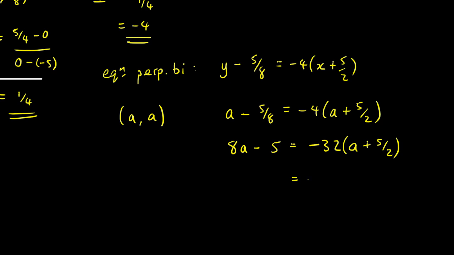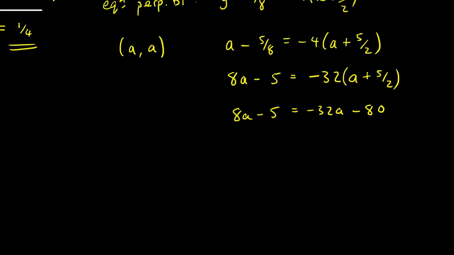So on the right-hand side, that's negative 32a. Okay, 32 divided by 2 is 16. And then 16 times 5 is going to be 80. So that's negative 80 there. So equal to 8a minus 5.